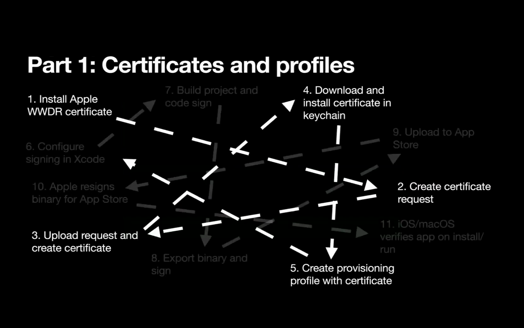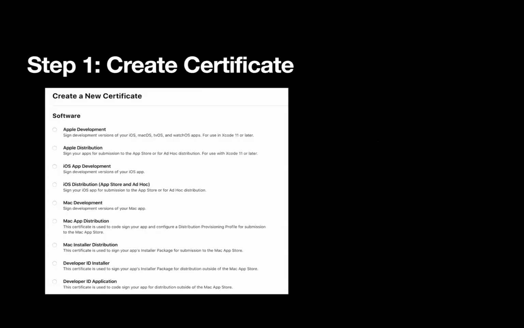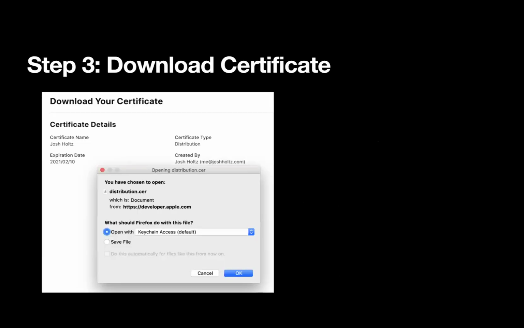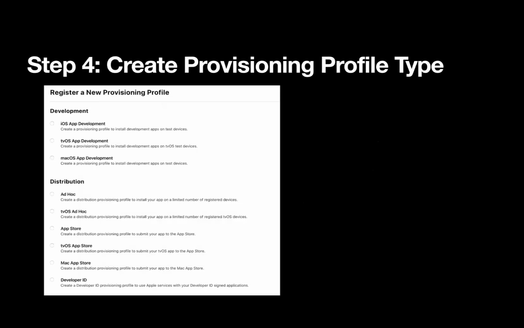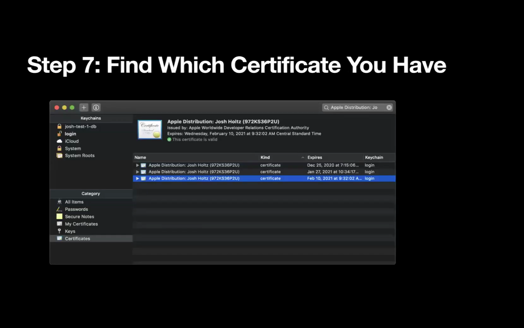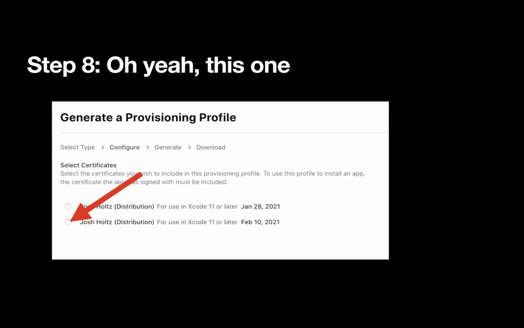Part one, these certificates and profiles. We're just going to fly through this. A lot of people have probably done this. If you haven't, reach out to me and I'll help. But you go on the website, create certificate, create your request, download the certificate, create provisioning profile with your app for your certificate, and then you download it, see it in your keychain, and we're eight steps in.